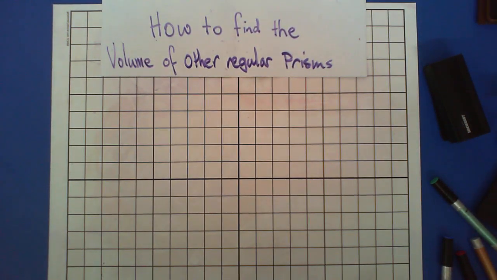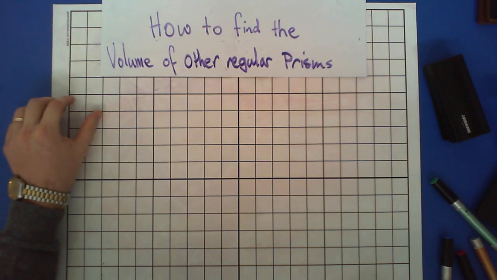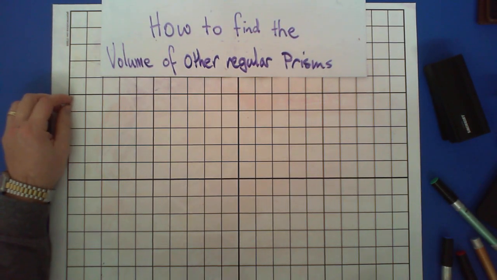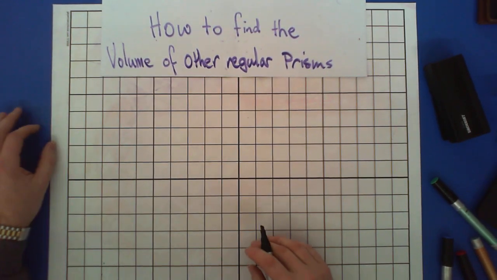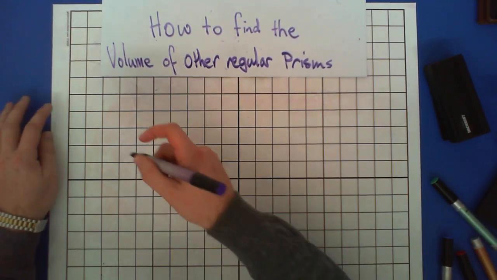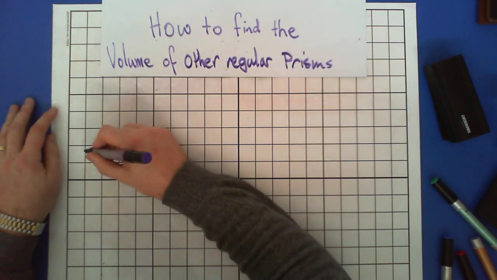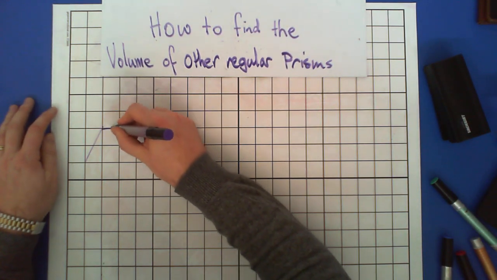Hi, I'm Benny D. In this video, we're going to look at how to find the volume of other regular prisms. So remember from my previous videos on finding the volume of prisms, we know we need to find the area of the end of our prism and multiply it by the length. Okay? So for example, we could have a prism here.